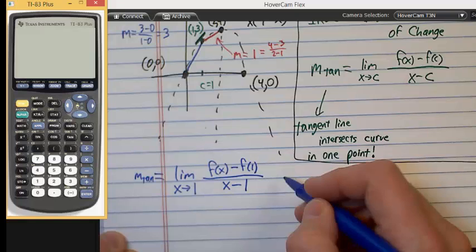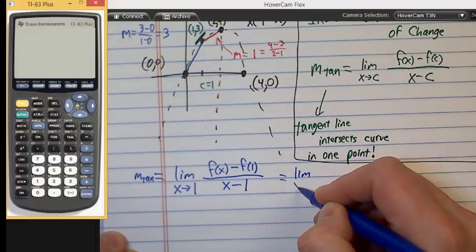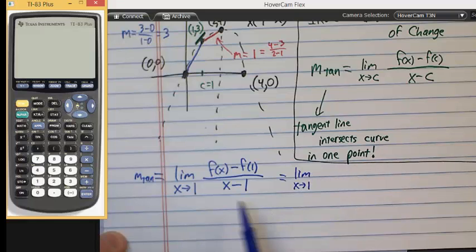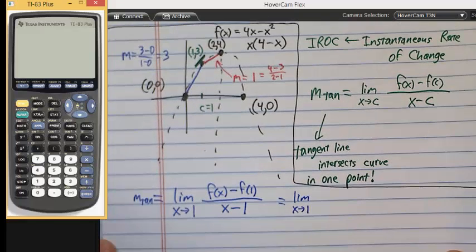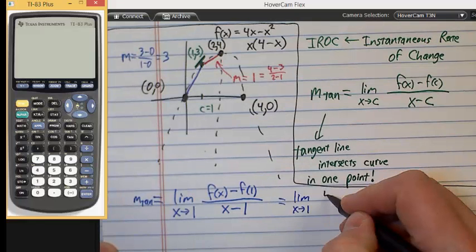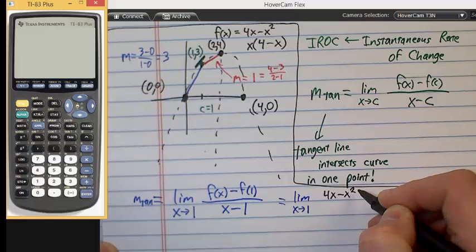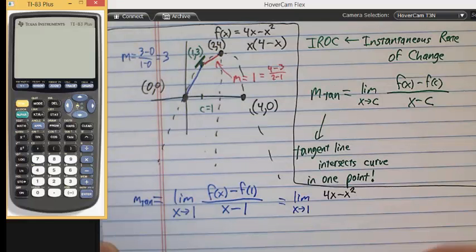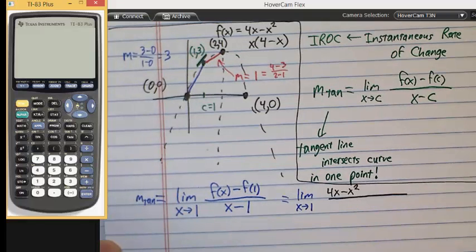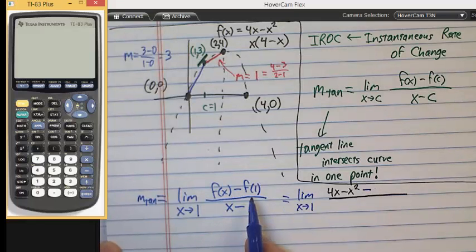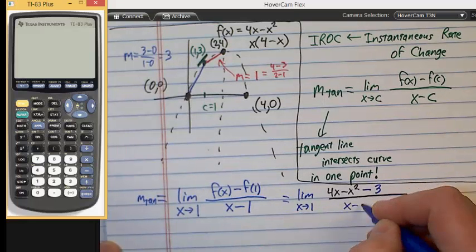Now that's equal to the limit as x approaches 1. Here's the thing, guys. For this problem, I told you what f of x is. It's up there above, right? Oh, you can't see it now. Let me write it. There it is. 4x minus x squared. That's what f of x is. Minus f of 1. Do we know what that is? 3. So we're going to subtract 3 over x minus 1.